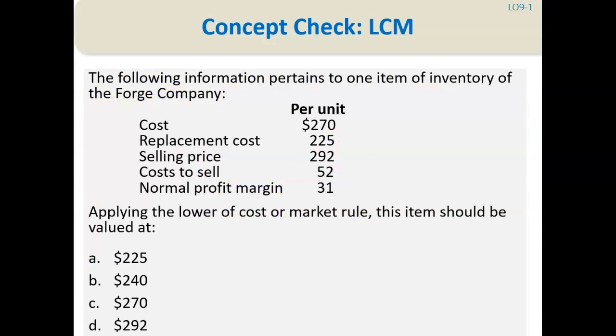Here's another concept check problem for you. The following information pertains to one item of inventory of Forge Company. The per unit cost is $270. The replacement cost is $225. The selling price is $292. Normal cost to sell are $52, and the normal profit margin is $31. Please pause your video to calculate the lower of cost or market for this unit of inventory. Then start your video again to check your answer.